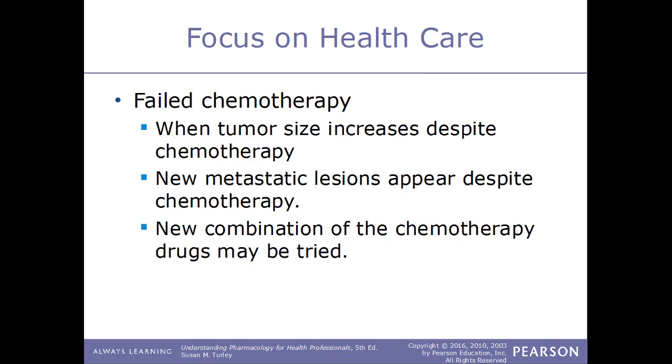Some examples of failed chemotherapy would include when a tumor size increases despite the patient undergoing chemo, or when new metastatic lesions appear despite going through chemo. At this point, a new combination of chemotherapy drugs may be tried.